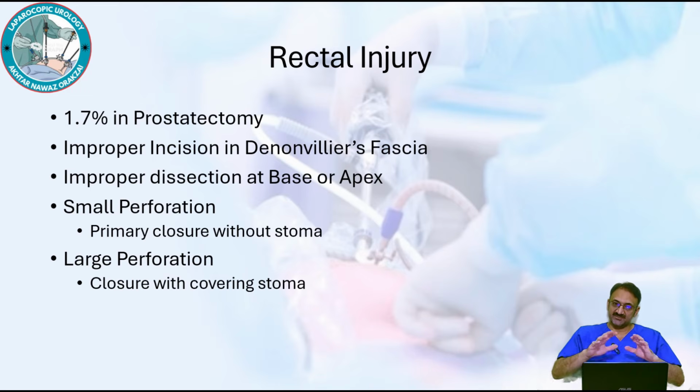So in that case, when the base is mobilized and a proper plane is created, the seminal vesicles are lifted up and the posterior surface of the prostate is visible or palpable, then the trick is that you go to the urethra and then you do a retrograde dissection after transecting the urethra. So that is the trick. If there is a small perforation, primary closure without stoma. However, in the majority of cases, a covering colostomy has to be performed.